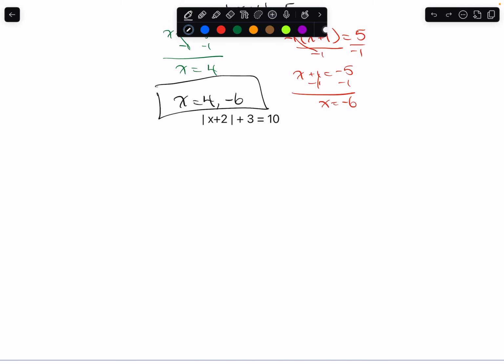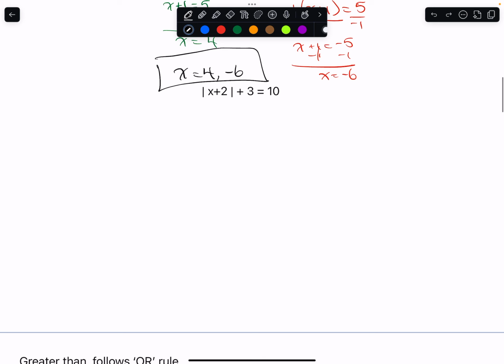Let's work on this last part. For equations, we see here that it's not the simplified version. Let's sort of simplify it. -3 on both sides first. Then you have the absolute value with x plus 2 on the inside and 7 on the outside.